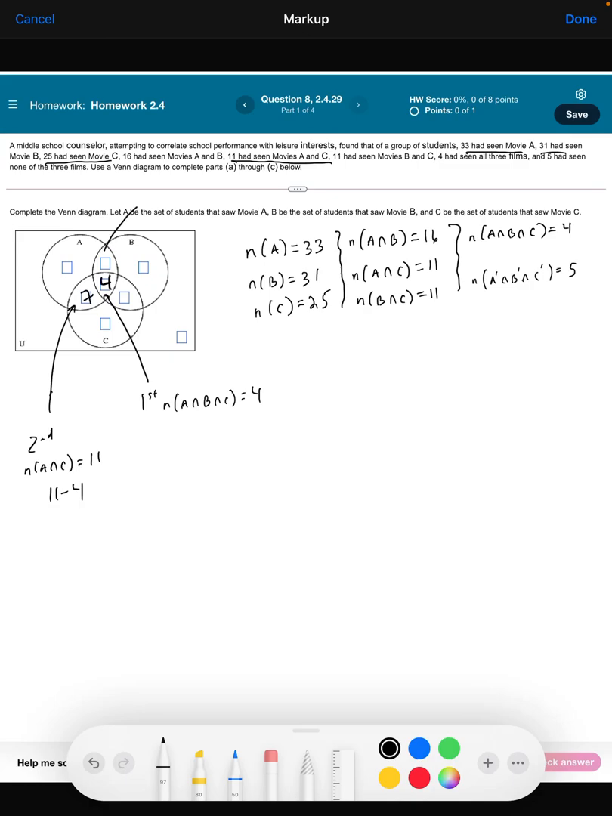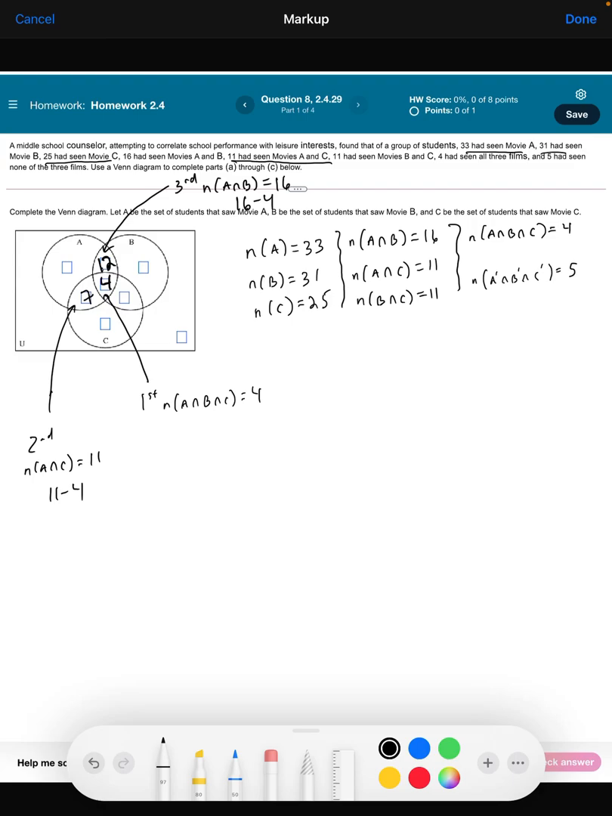Now we can do this one third. That has circles A and B. And A intersecting B is 16. Once again, if this is 16, all we're going to do is subtract that 4. So we do 16 minus 4, and that gives us this number to be 12.